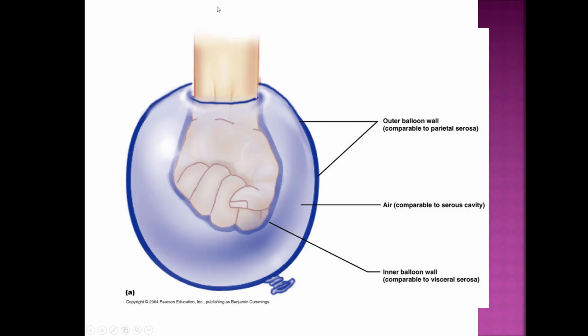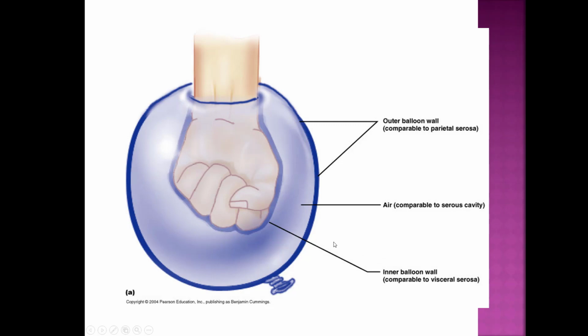Now what we're going to do is stick our fist down into the balloon. And as we stick our fist down into the balloon, you can see the balloon is touching my hand. So my hand would be the organ inside the cavity. So there's a space then between the body wall and the organ itself, and that's going to be the serous cavity. And then the serous membrane that's actually touching the organ itself is the visceral serosa.